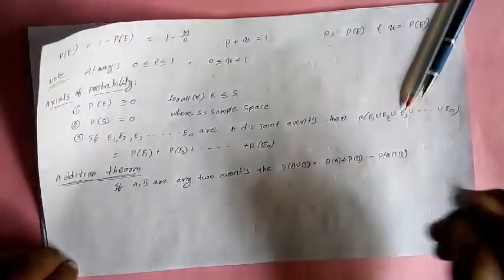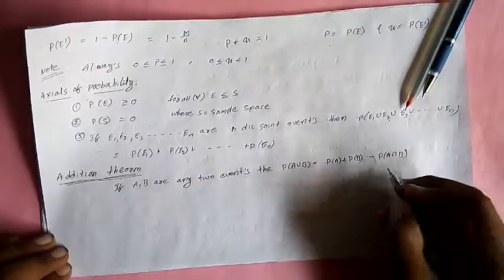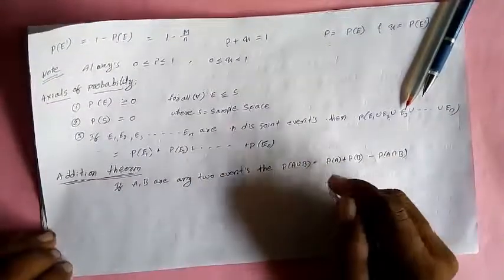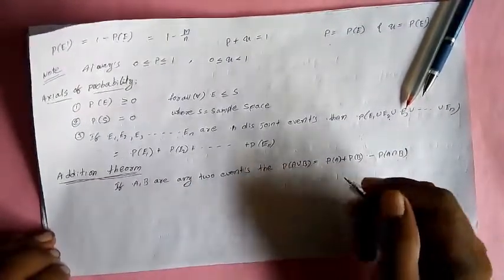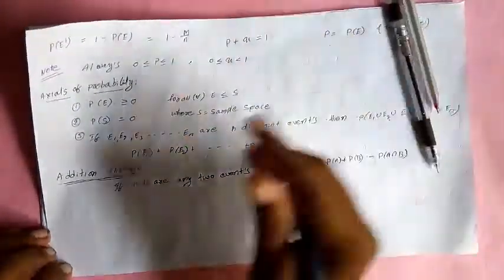This is the most important. There is P of A intersection B. This will be explained after how it comes. Okay. Next, there are similar formulas like this. This is known as the addition theorem.